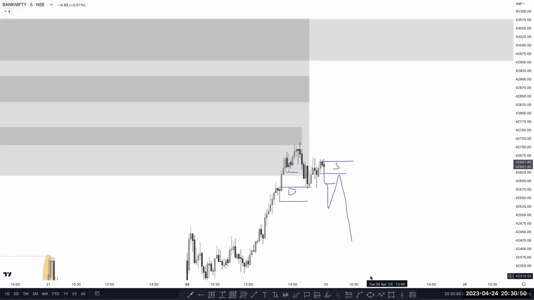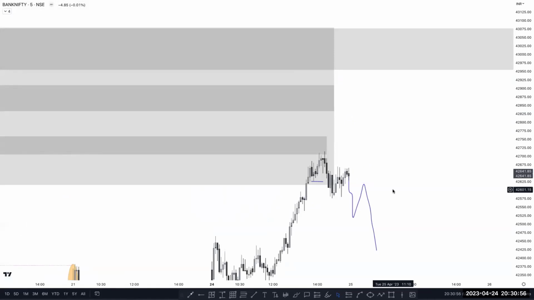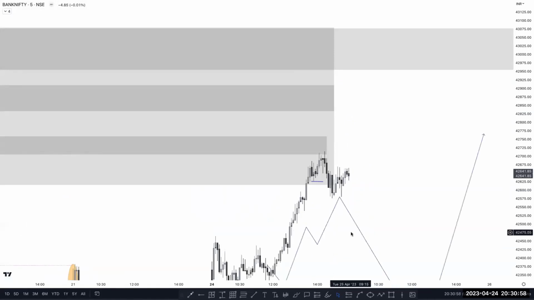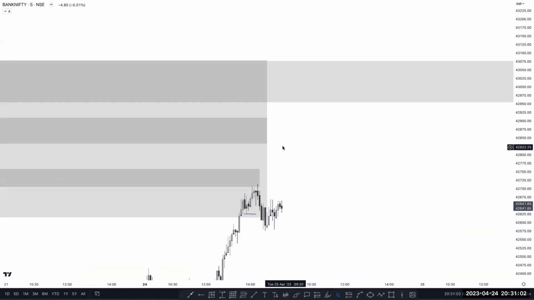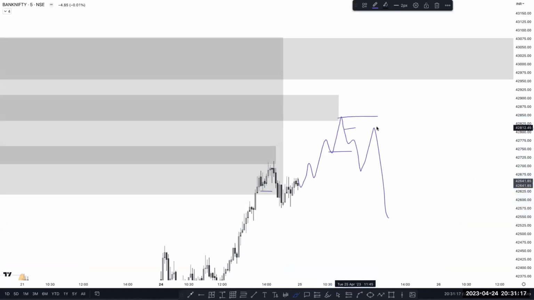right? But if the market does not create this type of structure here, okay, then how can you deal with this situation? Simply you have to wait for it to mitigate the rest of the order blocks, the second one and the extreme one. Okay. So what is happening here? If price continues to go to a higher high, a similar thing is here: CHoCH and flip and sell, right?